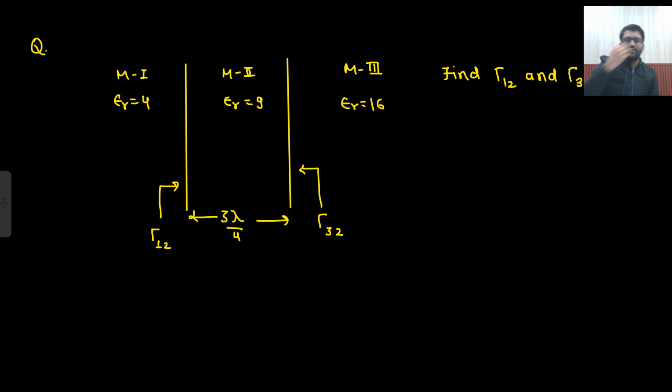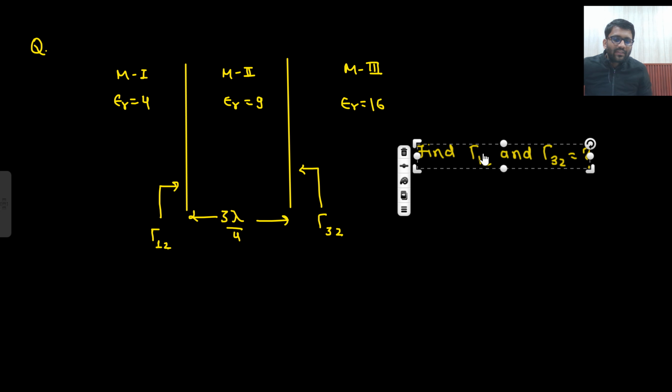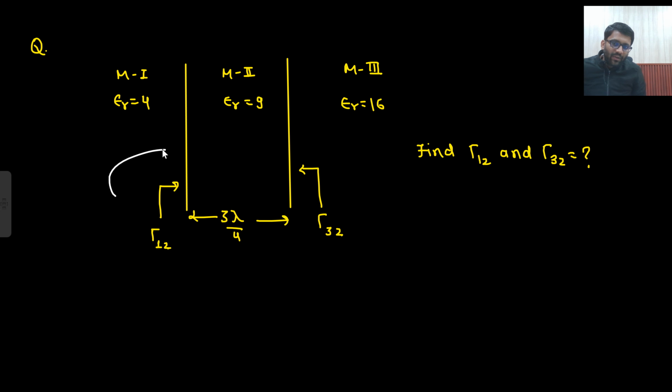Let's see some questions. So here this is medium 1, this is medium 2, medium 3. You need to find the reflection coefficient from 1 to 2 and the reflection coefficient from 3 to 2. If my wave is going from here to here, then what will be the reflection coefficient? Or if my wave is going from here to here, then what will be my reflection coefficient? This you need to find. All clear? And what is the length? Length is 3 lambda by 4.